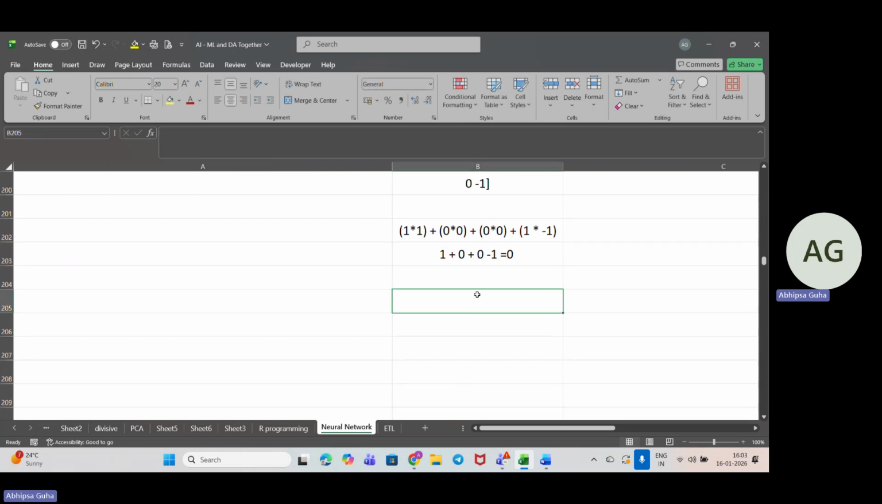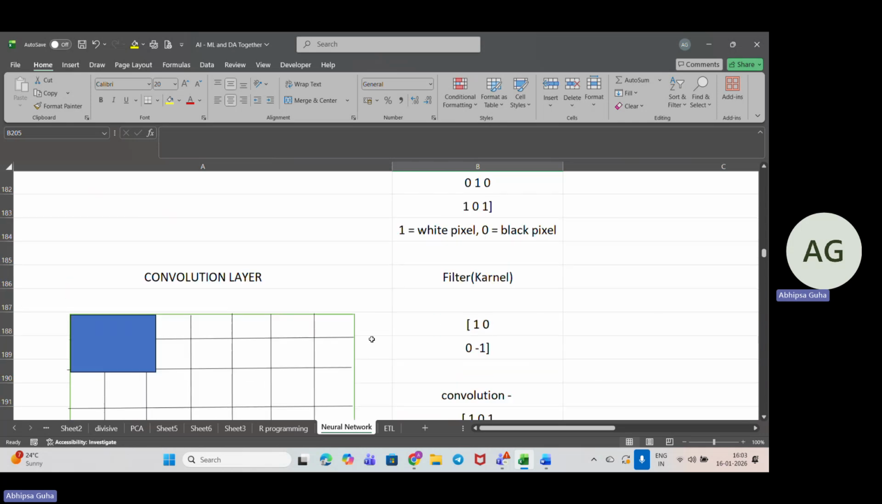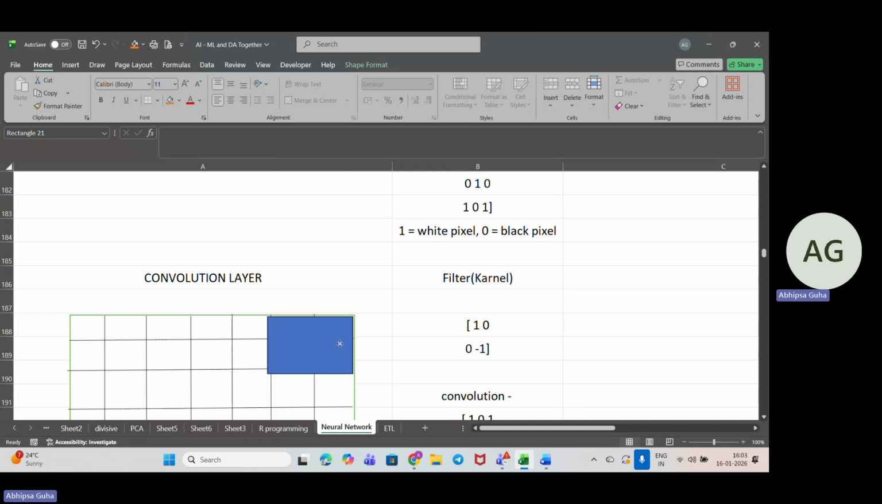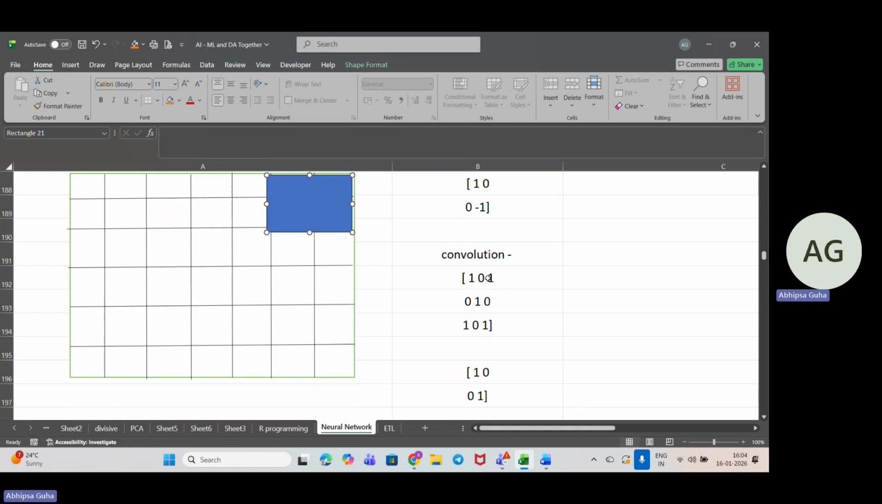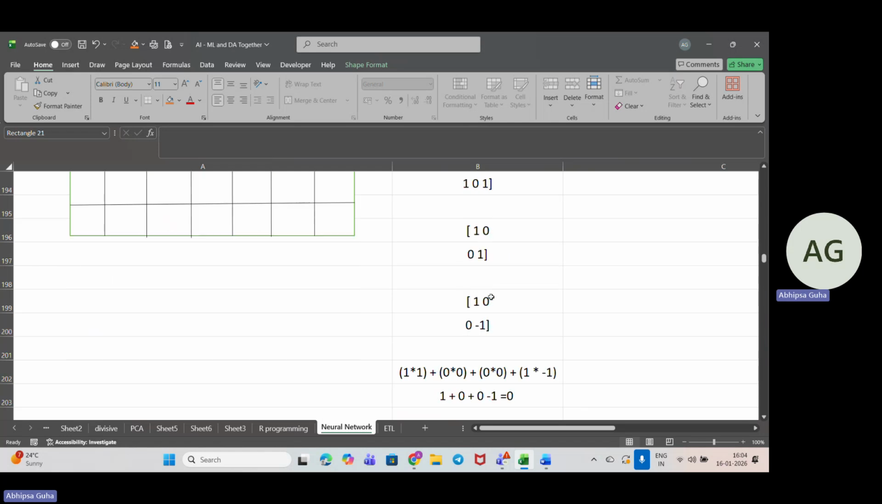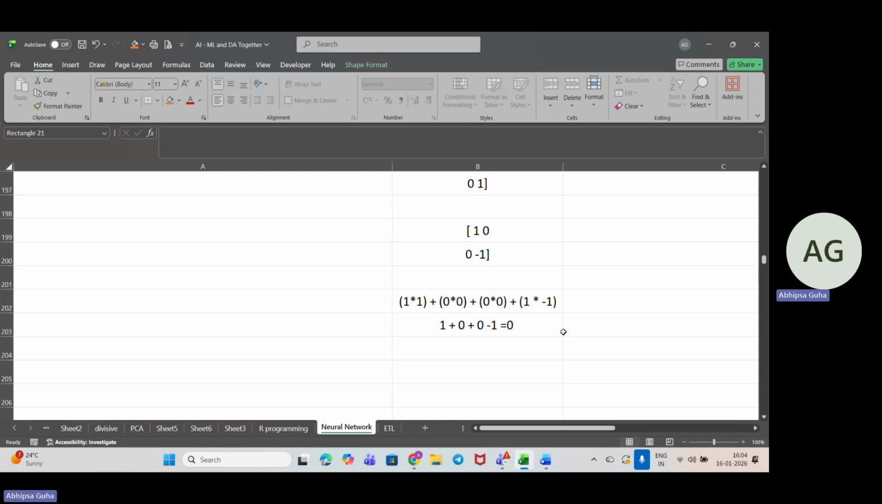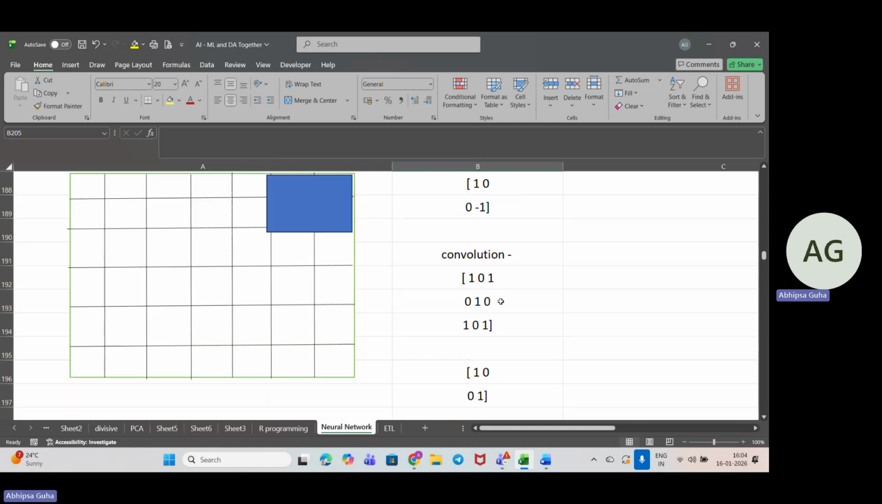Now again, for the right side I repeat it the same way. The filter will slide from left to right across the image, and we get the product as a new small image. Now, what does convolution do? Convolution detects lines, curves, corners, and texture. So this is how we are getting the values, and the lines get extended. This is the convolution layer.